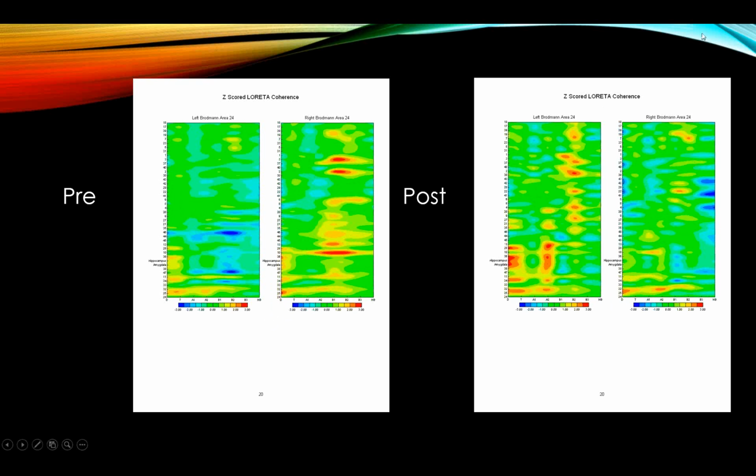On the right side here, we have area 24, the anterior cingulate, and you can see the hypocoherence between areas 46 and 44 and how they pretty much regulate within that 20-minute period of time. And here we see the hypercoherences change as well.